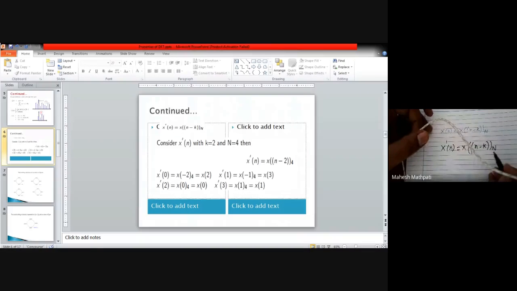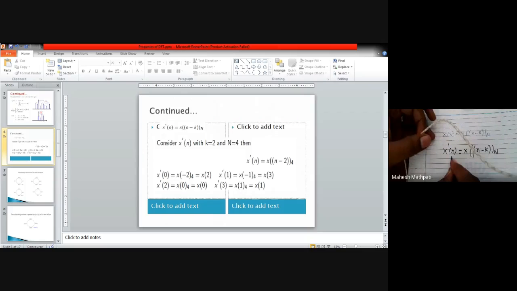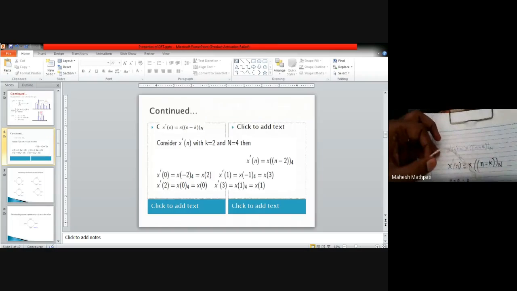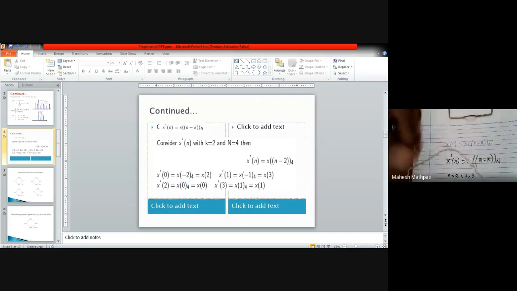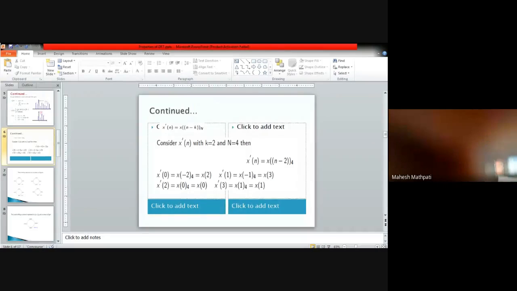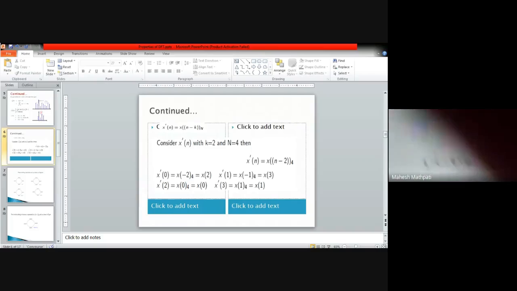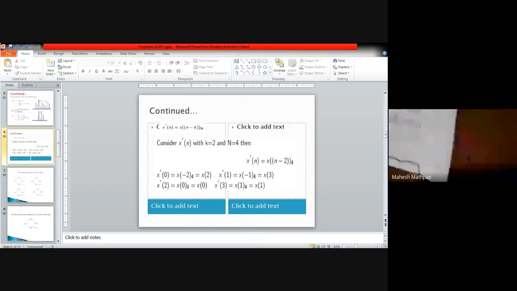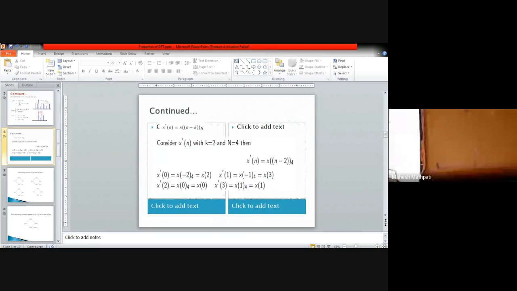Okay, x dash of n equals x of modulo n minus kn. Here I am just changing the value of n. n equals, we are writing it as 0, 1, 2, 3. Okay. Okay, we'll stop it here. Further, I will continue again.